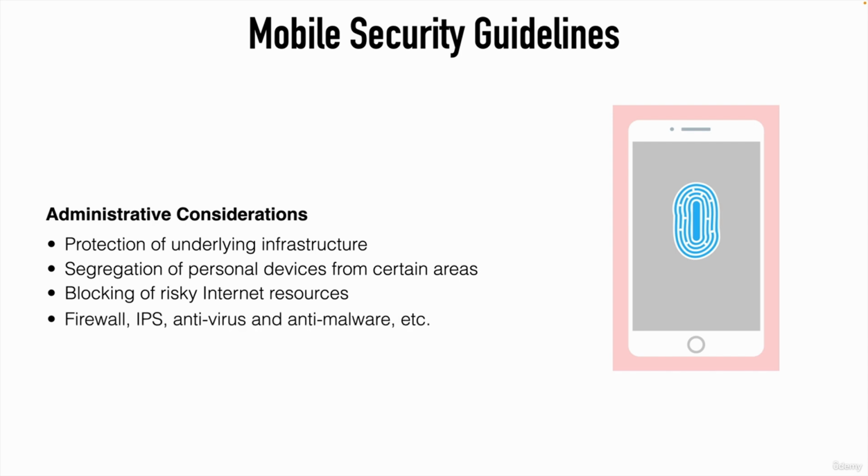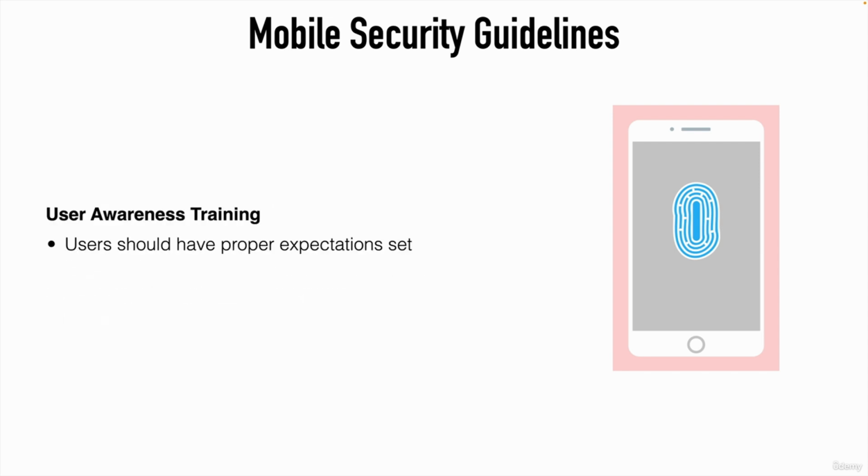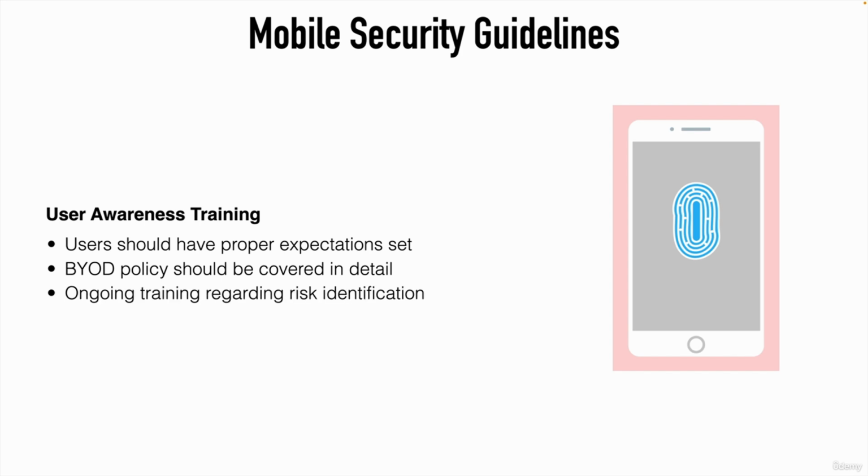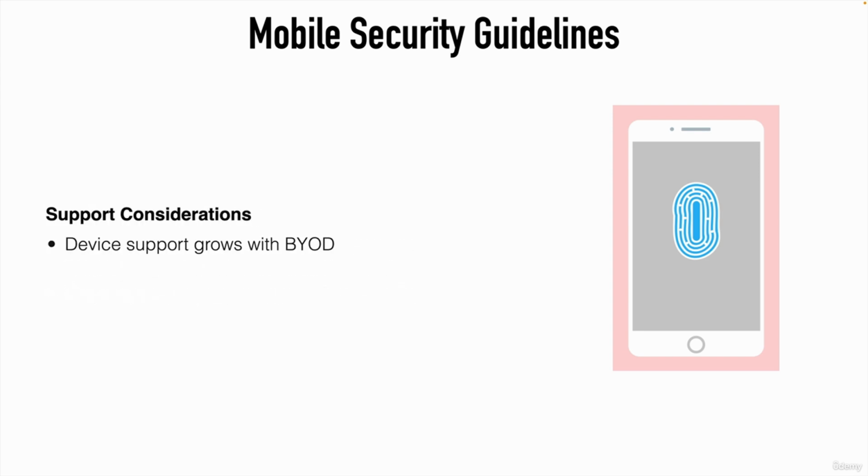And of course, more general security considerations apply here as well, such as having appropriate firewall rules in place, intrusion prevention systems, and antivirus and anti-malware solutions. And of course, we certainly can't leave out user awareness training as a best practice security guideline. Ideally, during the onboarding process for a new employee, our BYOD policy should be covered and the expectations should be set. This may also include ongoing training in regard to helping users identify suspicious emails, SMS phishing attempts, and potentially malicious websites.